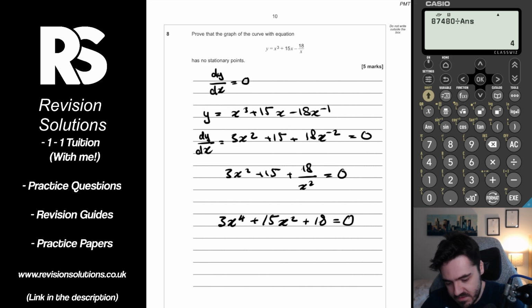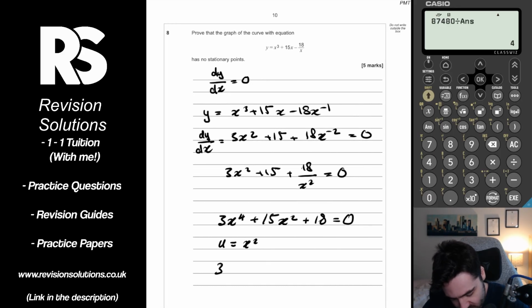And now this is actually something more familiar. It's a quadratic form. So it's a quadratic in a sense because this term is the square of this term. Yeah? So we can think of it as a quadratic. If it helps, I'll make this little substitution. If we say u is x squared, this equation would become 3u squared plus 15u plus 18.